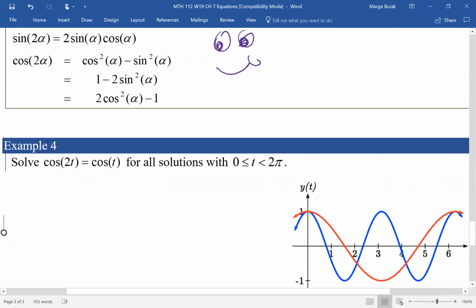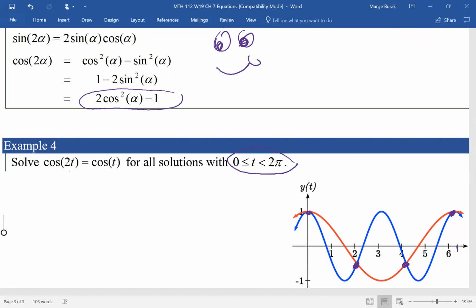Okay, so we have a cosine of 2t and a cosine of t. Now, one way to do it is to graph them, and that's kind of cool to see the intersection points over here on the graph. So we know there's 4 solutions in between 0 and 2 pi, which is 6.28, okay? But to do it algebraically, if we make the substitution for cosine of 2t equals 2 cosine squared, this one right here, that's not going to help us too much. I mean, we could, and then we could factor that out.